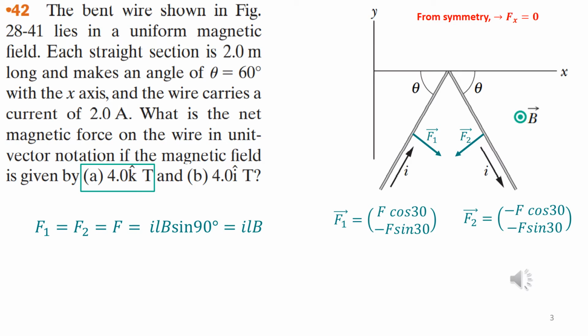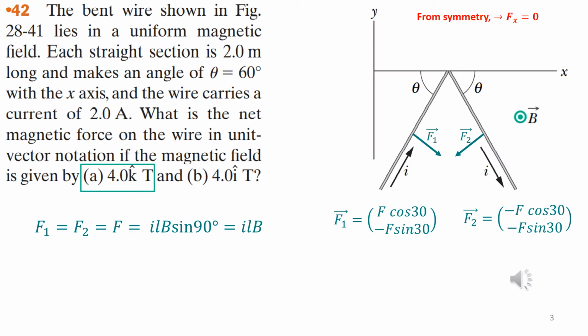Because B is a dot, pointing perpendicular to the XY plane, and I is inside the plane. You know from math that when I have a vector perpendicular to the plane, it is perpendicular to any line in that plane. So the angle is 90 degrees, so the final magnitude is ILB.